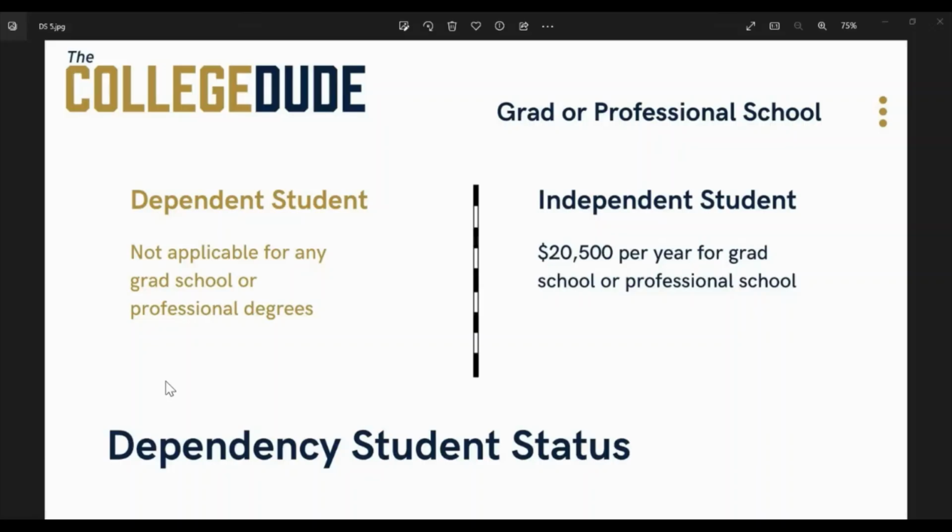Let's take a look at some of the loan limits that you can get as an independent student for grad school and for professional school. When it comes to graduate or professional school, you will be listed as an independent student if you're attending one of those schools. You're eligible for up to $20,500 in an unsubsidized direct loan per year when you're in grad school. So those numbers do go up significantly.